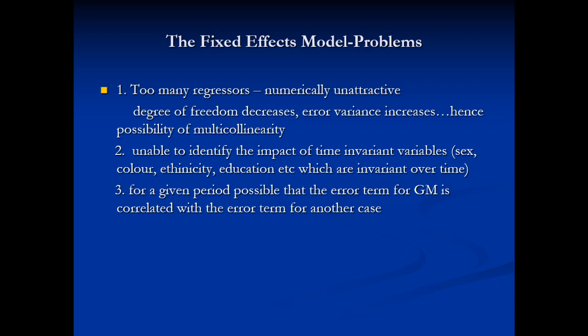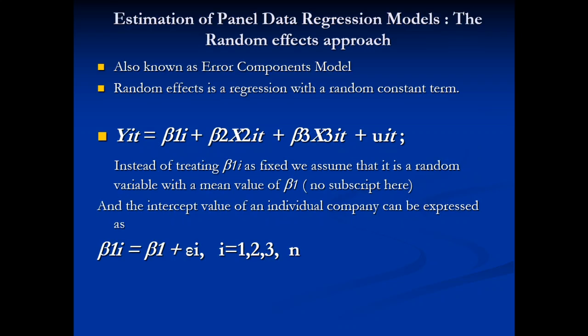And for a given period, it's also possible that the error term for General Motors, which we have studied as an example, is correlated with the error term for another case. So there are too many regressors, and there's a chance of multicollinearity, autocorrelation, etc. And that is the limitation of the fixed effects model.